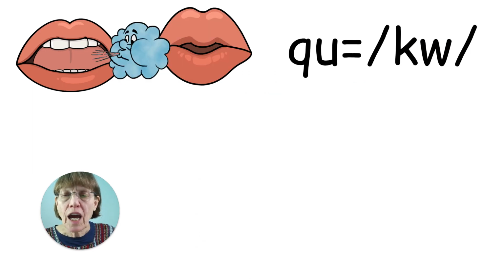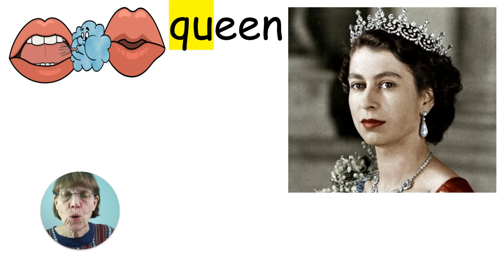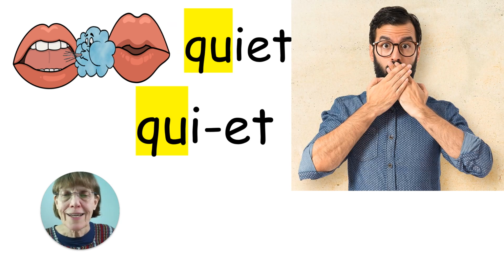QU borrows the K and the W sound, Qu. So when you see a QU, you need to say Qu. Like in queen. Or in the 2-beat word quiet, quiet. This is a 2-syllable word because it has 2 vowels.